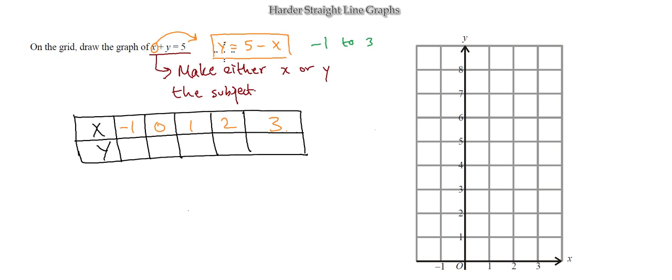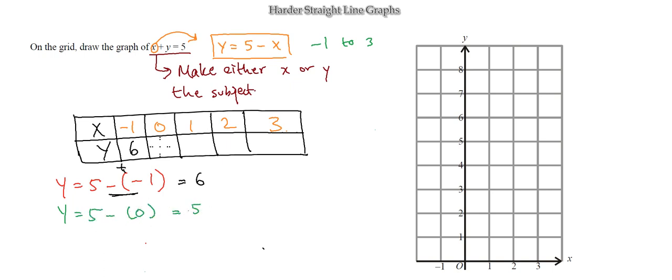So we have the equation y equals 5 minus x. Plug in the numbers one by one. So y equals 5, take away x is -1. So 5 take away minus, two minuses make a plus. So that becomes 5 plus 1, which is 6. Our next one, y equals 5, take away 0. That's just 5. The next one, y equals 5, take away my x value, which is 1. 5 take away 1, 4.